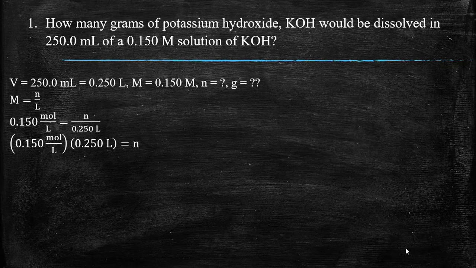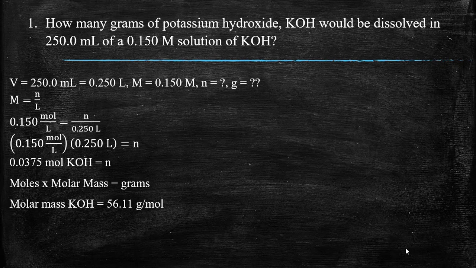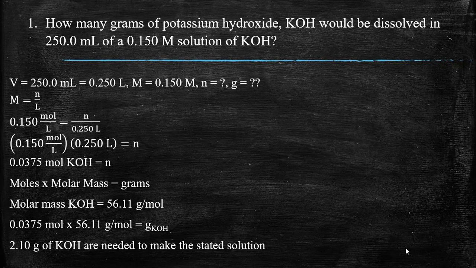Rearrange to get this, and solve, and you've got 0.0375 moles of potassium hydroxide. Moles times molar mass equals grams. The molar mass of potassium hydroxide is 56.11 grams per mole. Put those into the equation, and the answer to this question is 2.10 grams of potassium hydroxide are needed to make the stated solution. Let's go on to question 2.